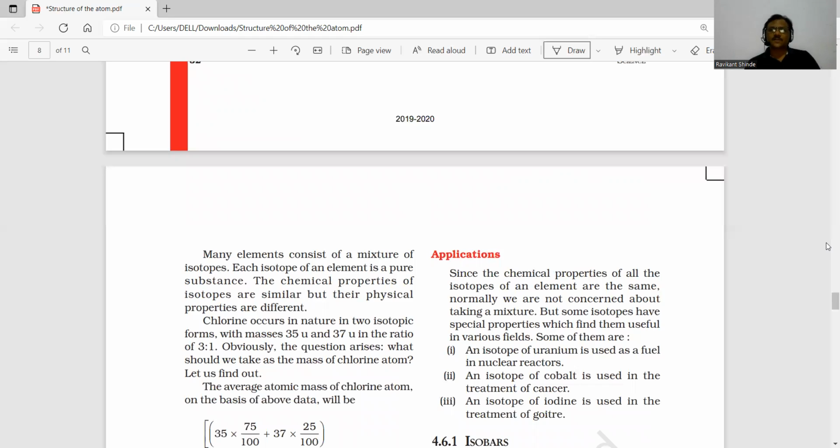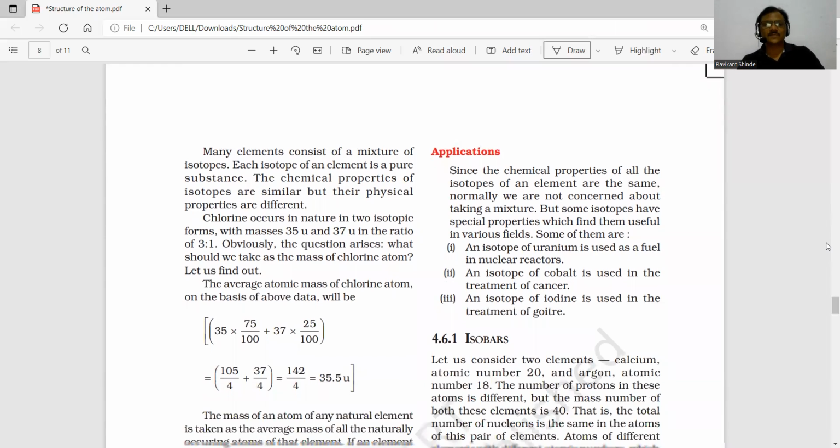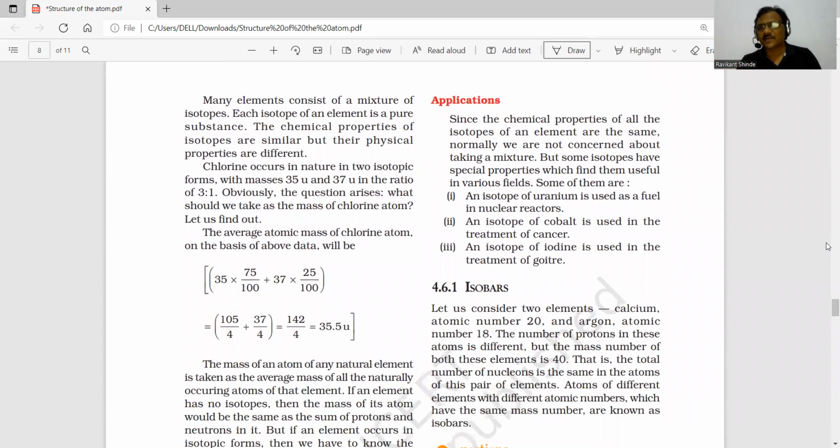See, in the atmosphere, chlorine is present in different percentages. Chlorine of mass 35 is present at 75%, and chlorine of mass 37, in the atmosphere, is only 25%. That's why 25% of 37 and 75% of 35. This calculation comes to around 35.5. That's why it has a fractional mass.